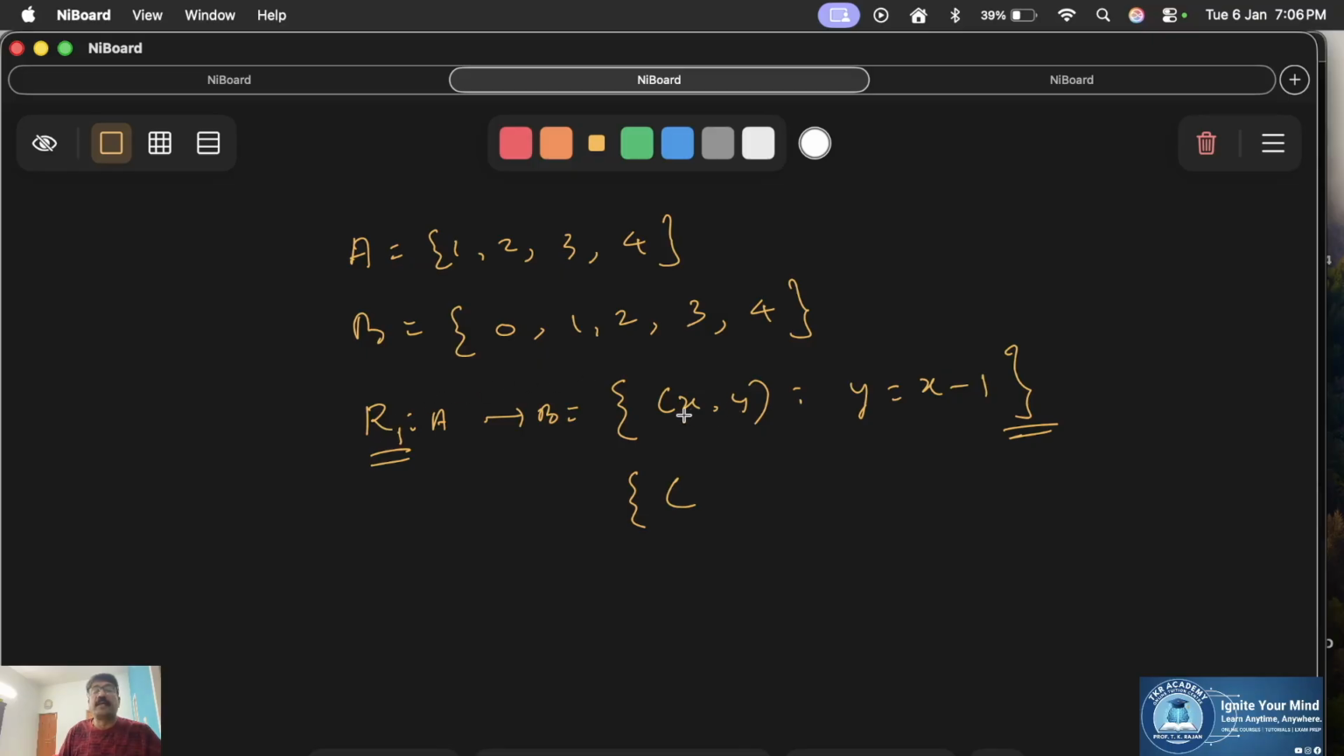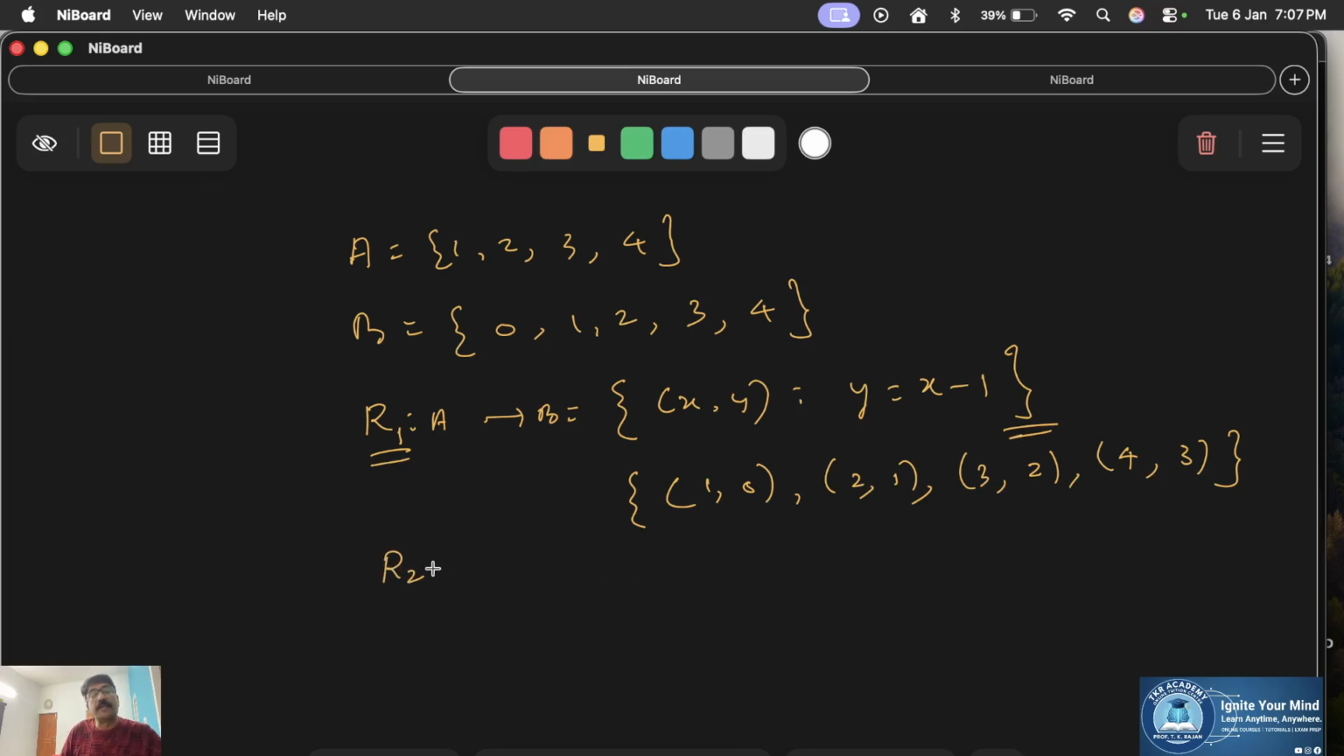You see, all pairs x, y such that y is equal to x minus 1. You take x is equal to 1 first, then 1 is associated with 1 minus 1, that is 0. 2 is associated with 2 minus 1, 1. 3 is associated with 3 minus 1, 2. 4 is associated with 4 minus 1, 3. Now examine whether all the elements have an image in B. Yes, 1 has an image in B, 2 has an image in B, 3 and 4 also have images in B. And therefore, this R1 from A to B is a function.